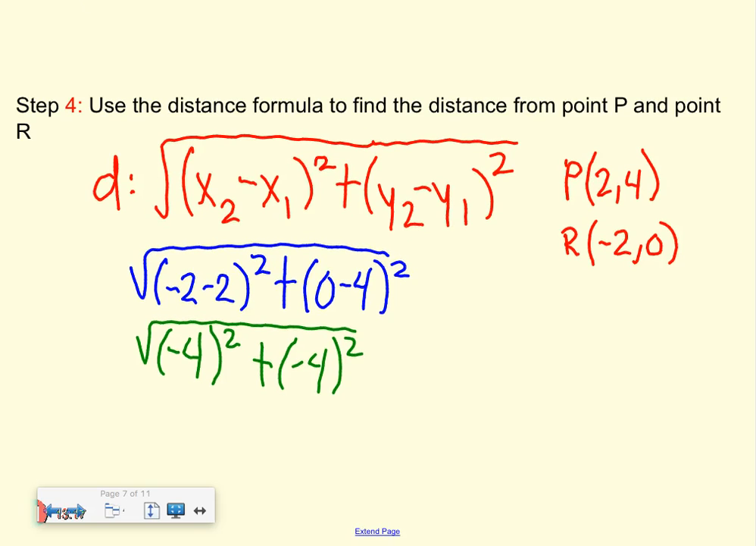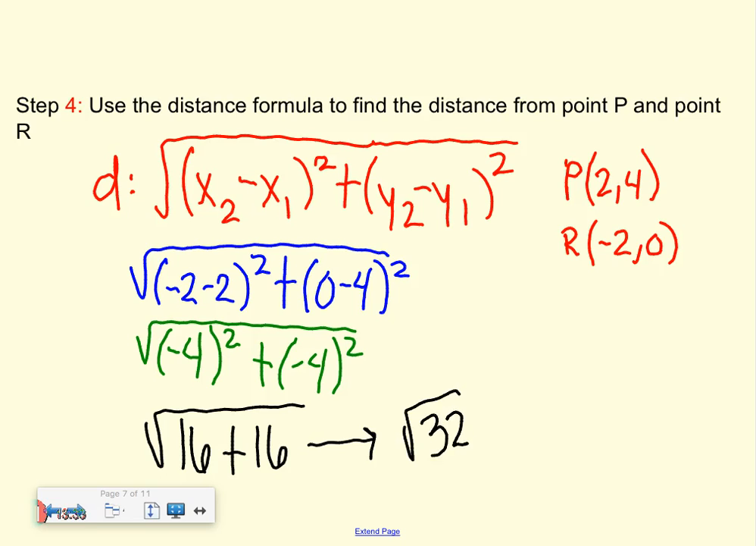What is -4 squared? +16, 32. Square root of 32 is approximately 5.6.